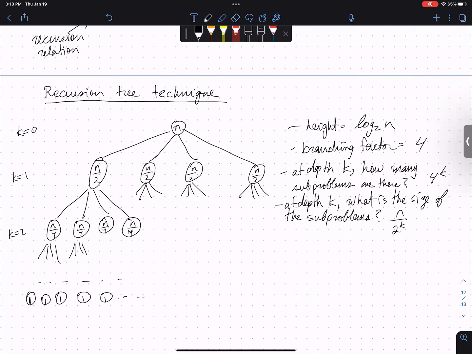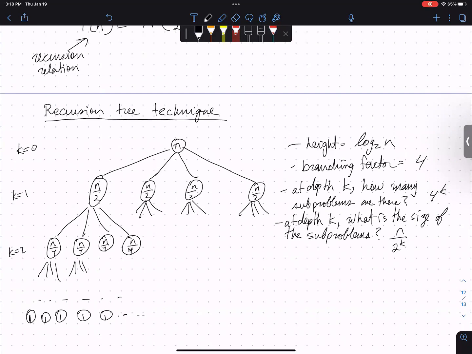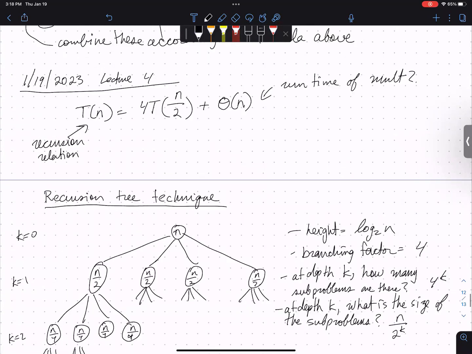Okay, so when we're doing the recursion tree technique, we want to first calculate, write down these four numbers, and then we'll use them to argue about the running time. I haven't mentioned the theta of n. That's right. So far this theta of n hasn't played any role. These are just the size of the problem.